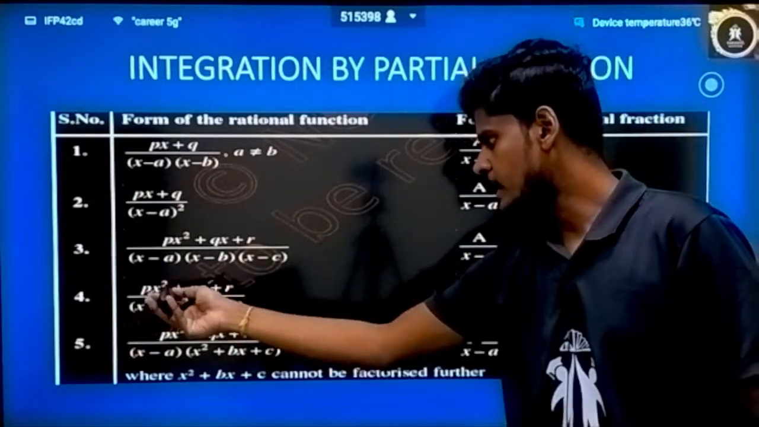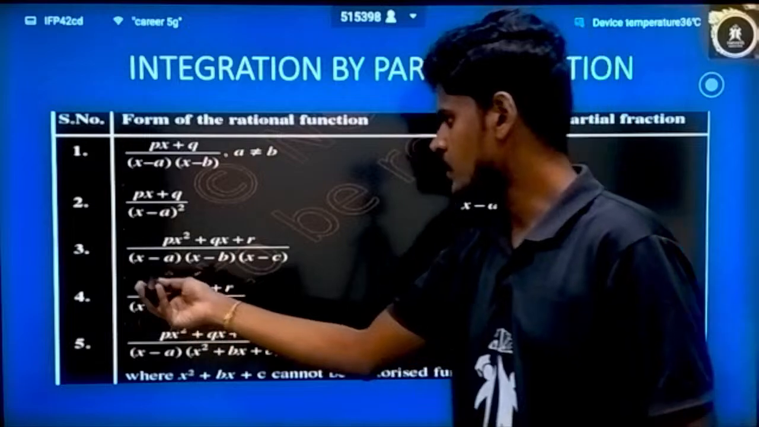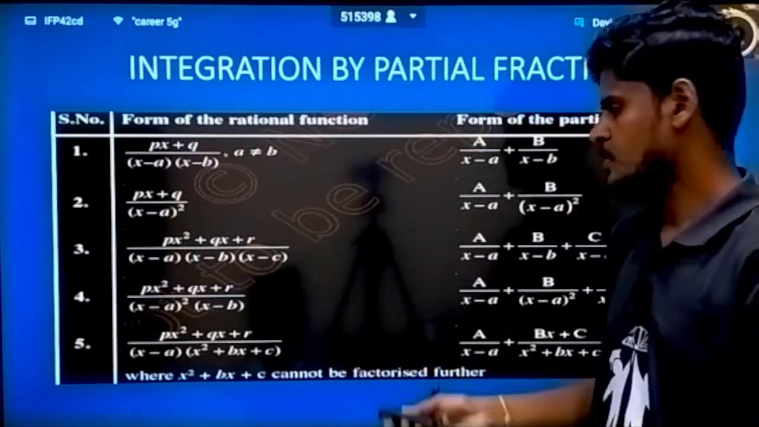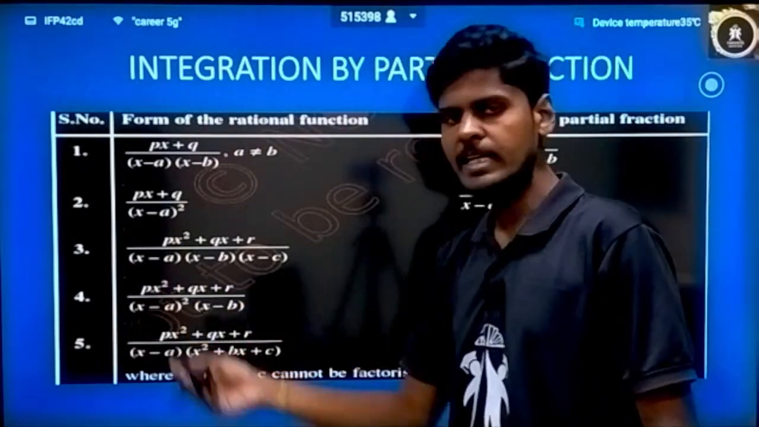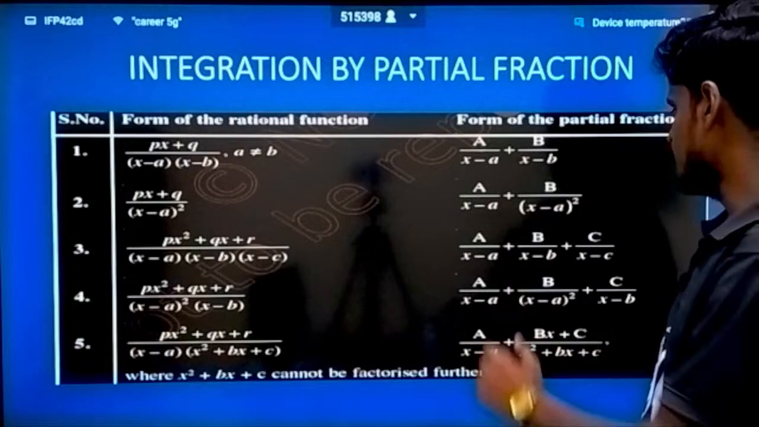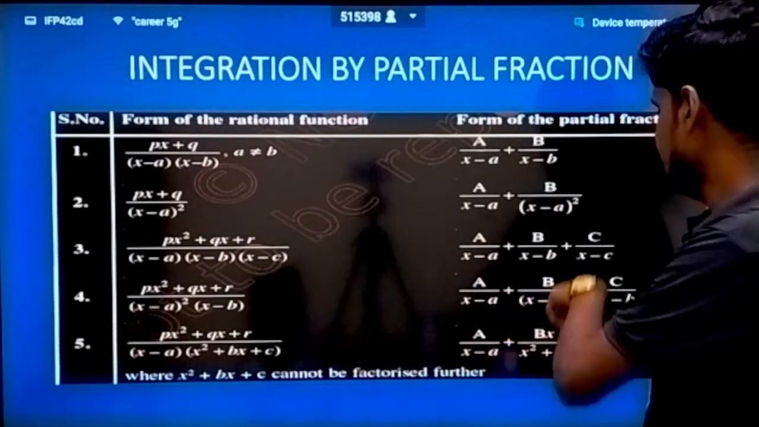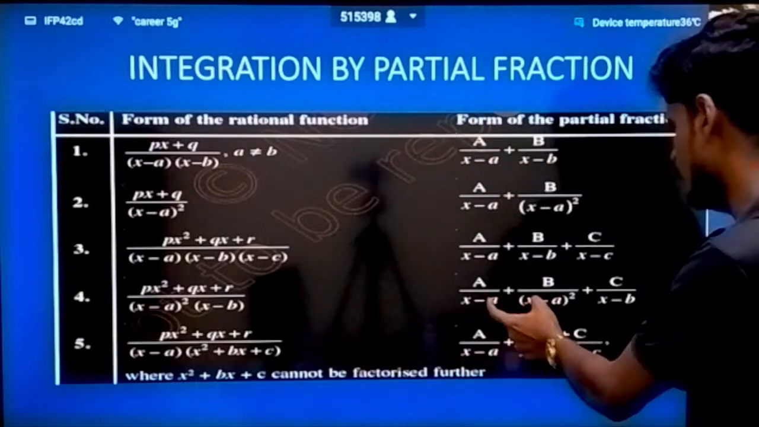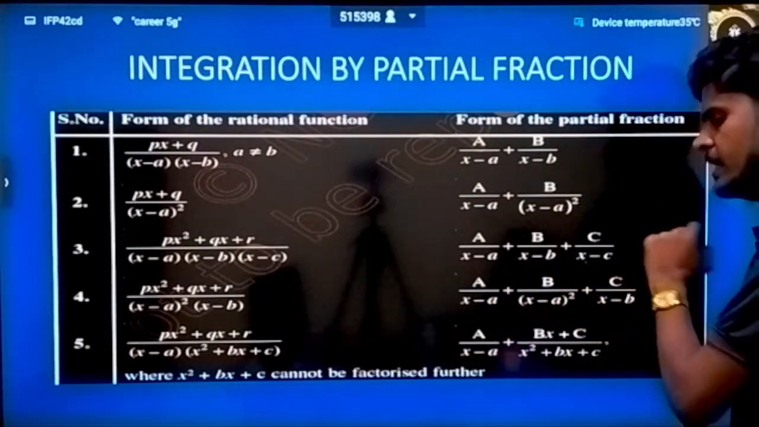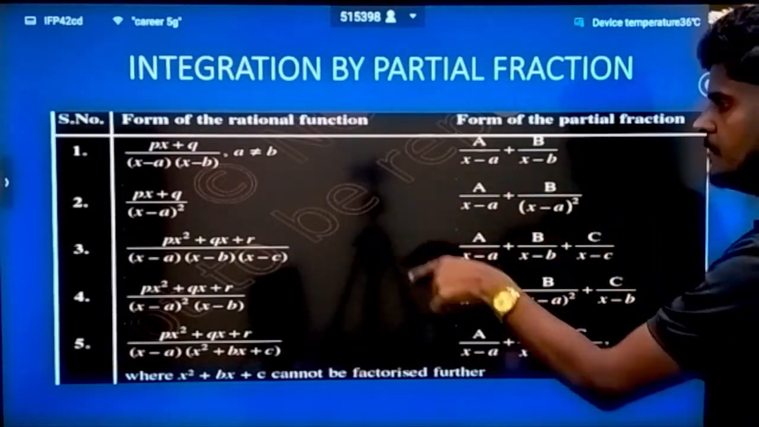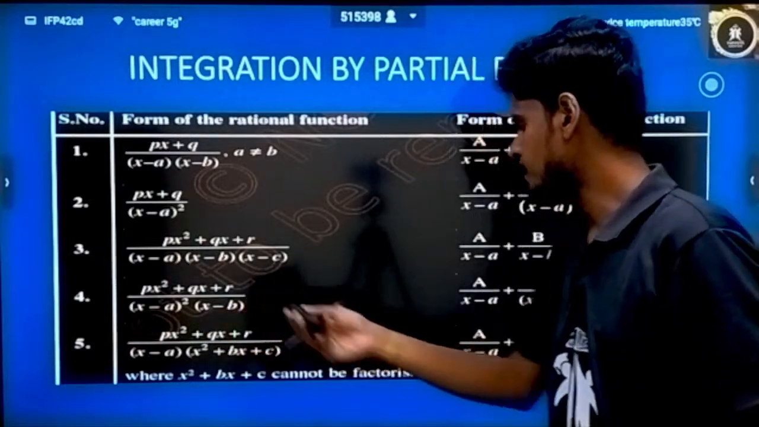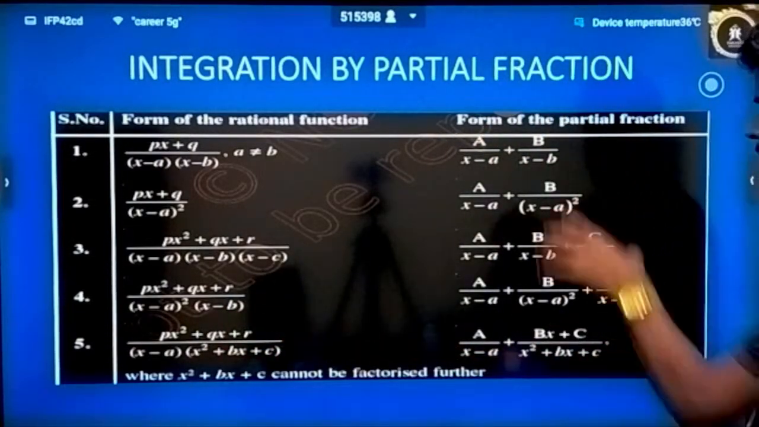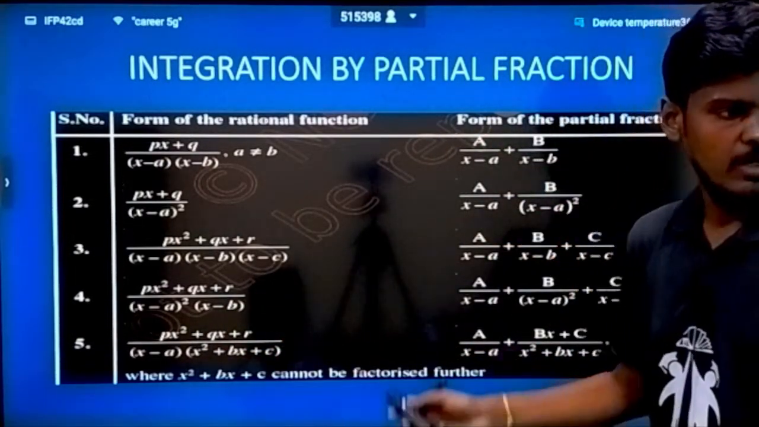Next one is, again, the degree of the denominator is 3 and the numerator is 2. So how do we split this? Here one factor gets repeated. So again we will use the same procedure. A by (x - a), B by (x - a) whole square. Whatever factor is repeating, we will repeat that factor again. So it will be like this, plus C by (x - b). This is non-repeating, so we'll write this normally.